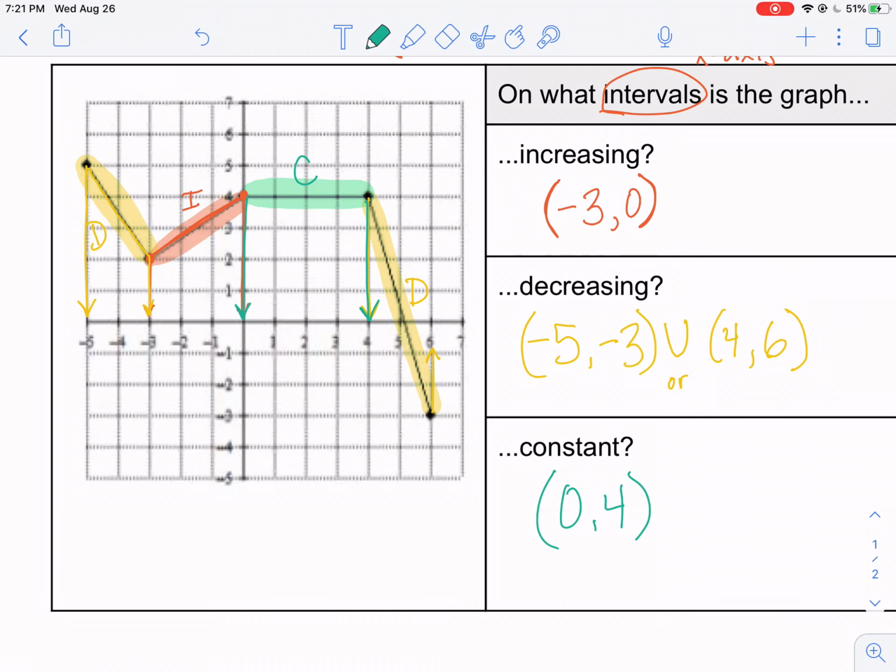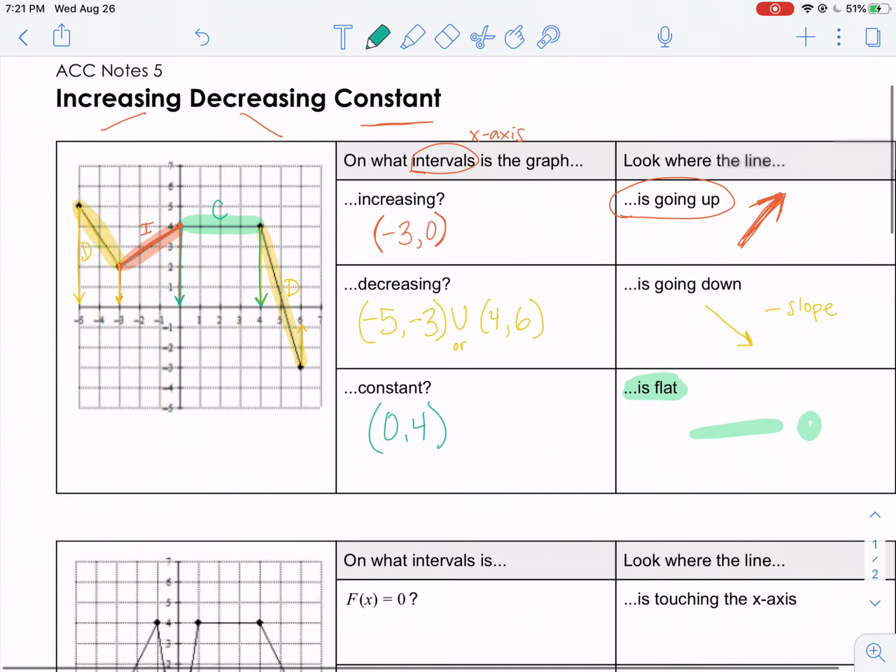So we're kind of telling a story with our graph. We're saying that it's decreasing from -5 to -3. That's where we're talking about this part here. It's increasing from -3 to 0. That's this part here. From 0 to 4, it's constant, and from 4 to 6, it's decreasing. So you can see all of those pieces are there. So that's one way we can talk about the graph, with increasing, decreasing, and constant.